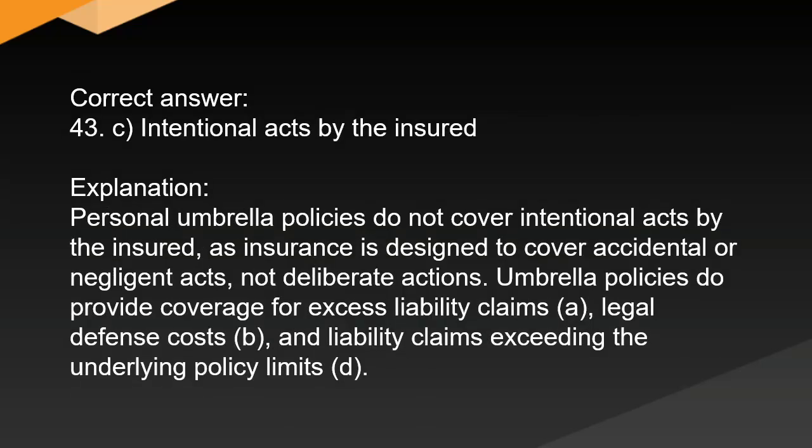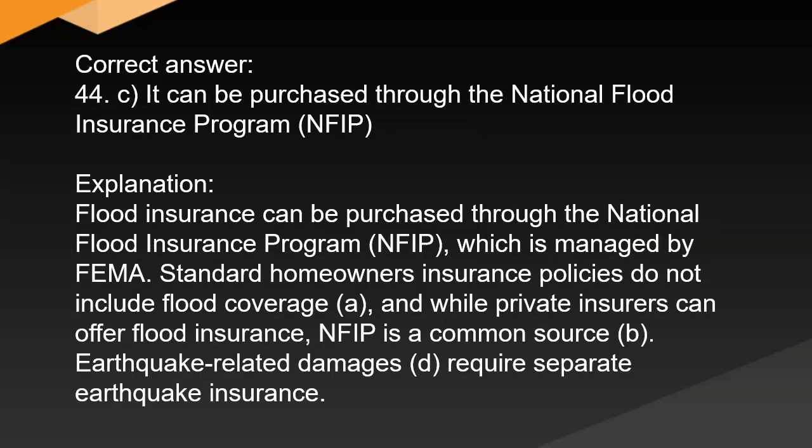Correct answer: C. Intentional acts by the insured. Explanation: Personal umbrella policies do not cover intentional acts by the insured, as insurance is designed to cover accidental or negligent acts, not deliberate actions. Umbrella policies do provide coverage for excess liability claims, legal defense costs, B, and liability claims exceeding the underlying policy limits, D.